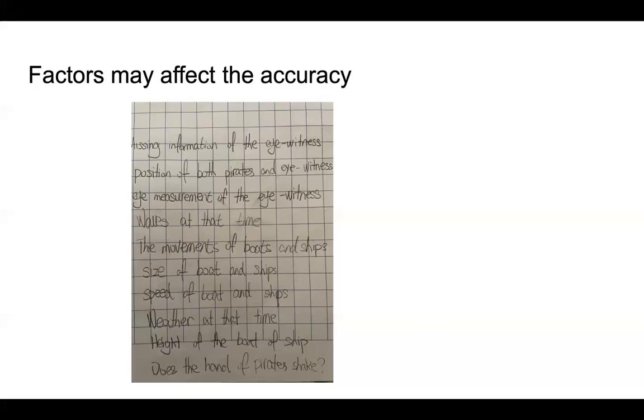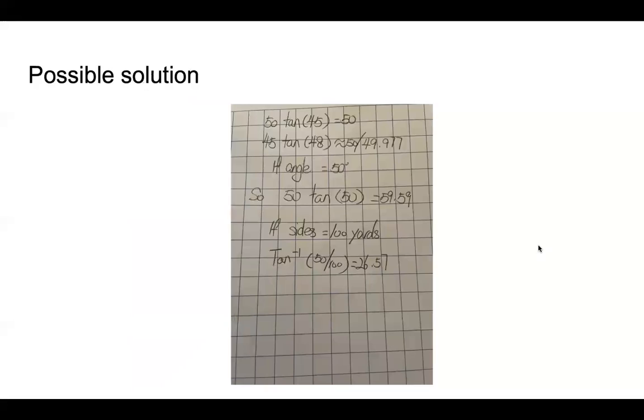And the movement of the boat and ship. If at that time they are getting further from each other, what she saw at that time, the distance is wrong, because there could be a possibility that after the eyewitness saw the parrot, they were getting further from each other, so the distance will change and will not equal 100 yards anymore. So there are a lot of factors that could represent that her information is incorrect.